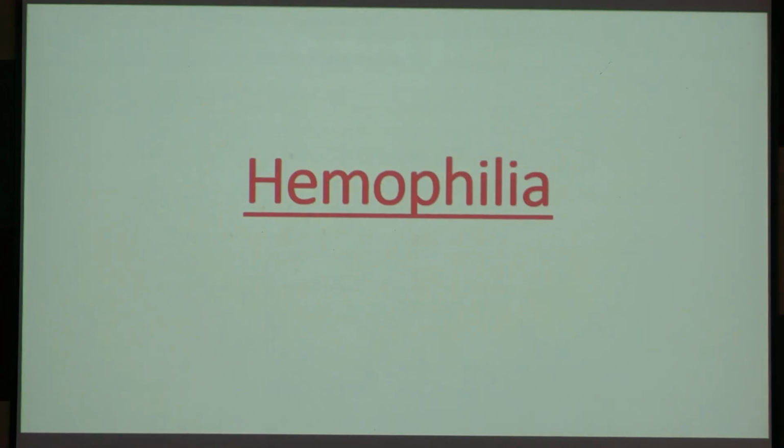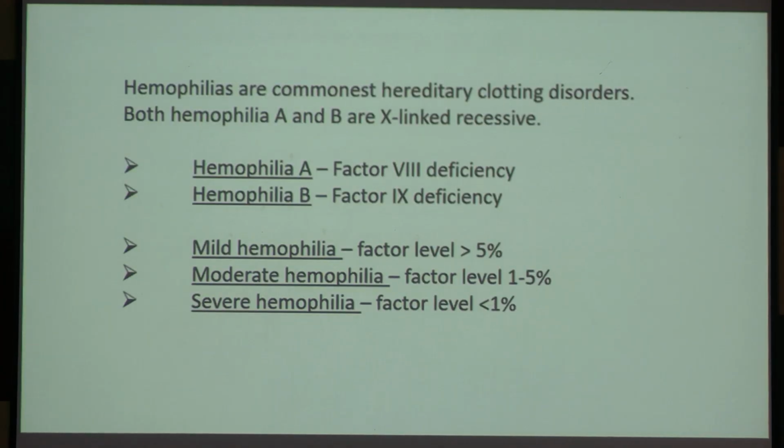Then hemophilia. Hemophilia, the commonest hereditary clotting condition. Two types, Hemophilia A, Hemophilia B. Hemophilia A due to factor 8 deficiency, Hemophilia B due to factor 9 deficiency. Both are X-linked recessive.